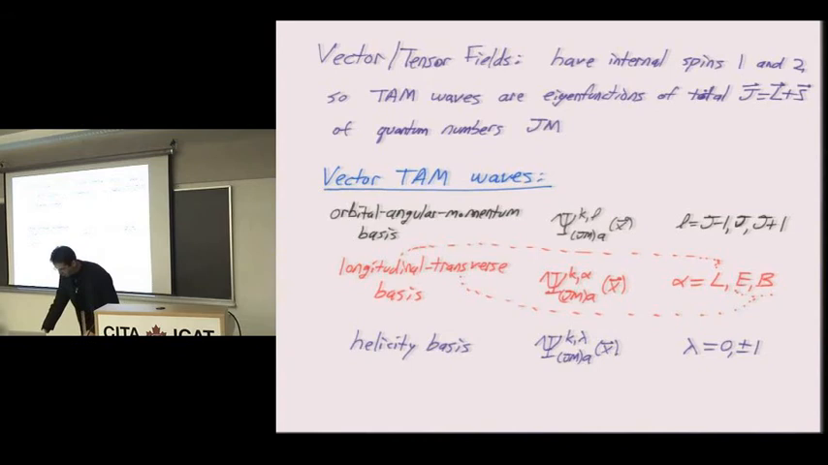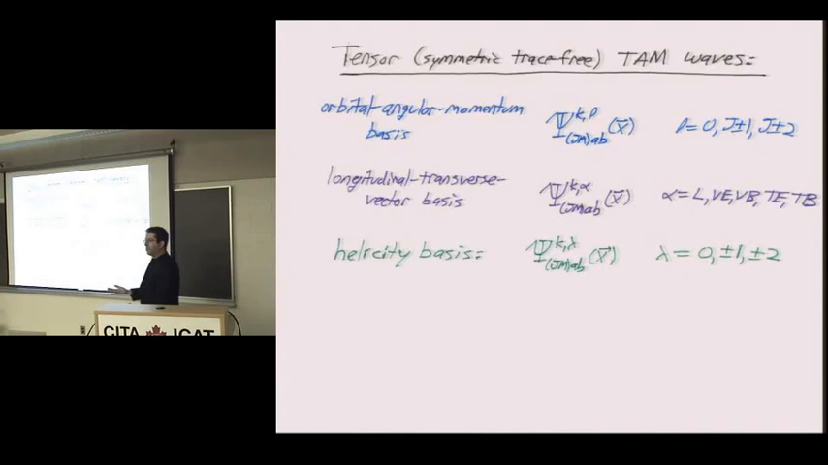So for tensor fields, it's similar, but now we have five sets of tensor fields for each total angular momentum. Again, we have three different sets of basis vectors. There's an orbital angular momentum basis where we write an arbitrary symmetric trace-free 3x3 tensor, which has five components most generally, in terms of five orbital angular momentum states, 0, plus or minus 1, J plus or minus 2. There's a longitudinal transverse basis where we write them in terms of a longitudinal component, a transverse traceless E, and a transverse traceless B mode. So these are the two spin 2 or tensor modes, and then these are the two spin 1 or vector parts of the symmetric trace-free tensor. And then there's also a helicity basis where we write this spin 2 field in terms of the five helicities, m equals 0, plus or minus 1, plus or minus 2. And again, each of these different sets of basis functions becomes useful in different types of calculations.